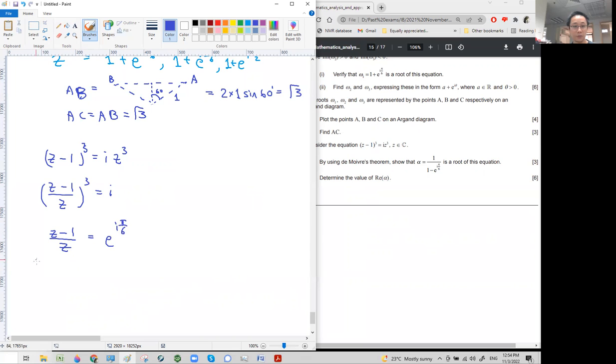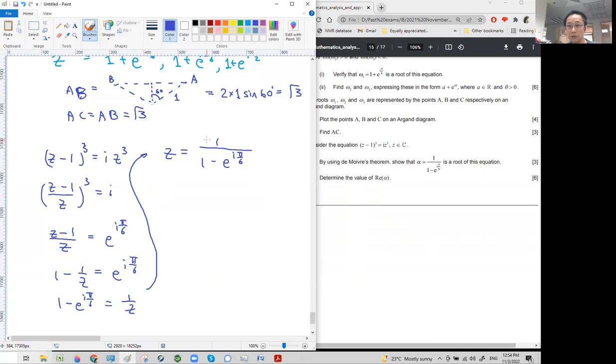And you can try to make z the subject. I think I'll just split the fraction here. 1 minus 1 over z equals to that. Cross subtract. And then just take reciprocal both sides. z equals to 1 over all this. And now they want you to find the real part of this root.